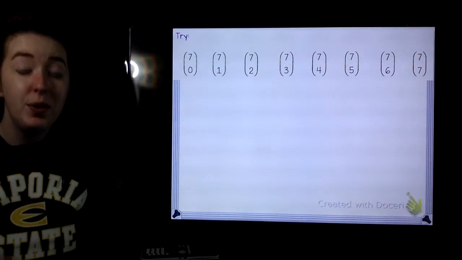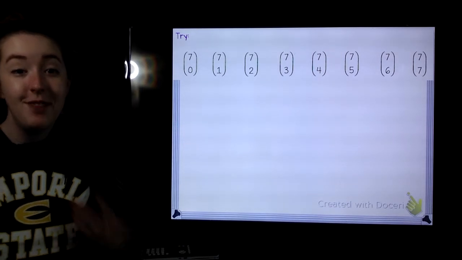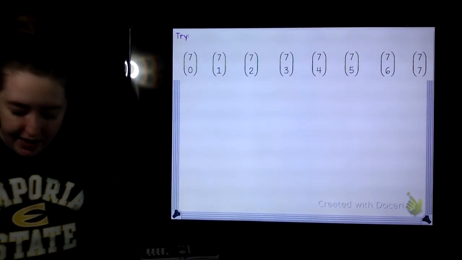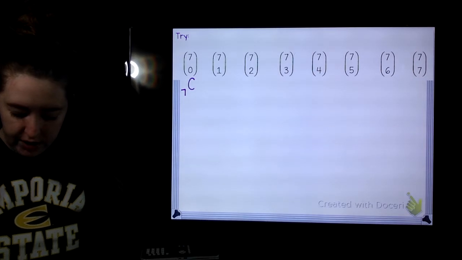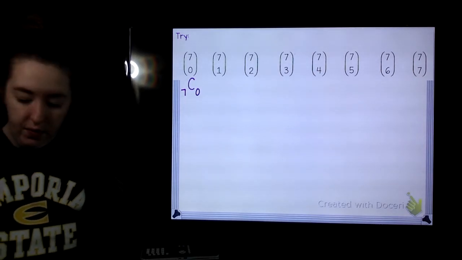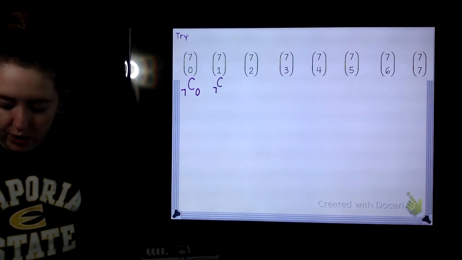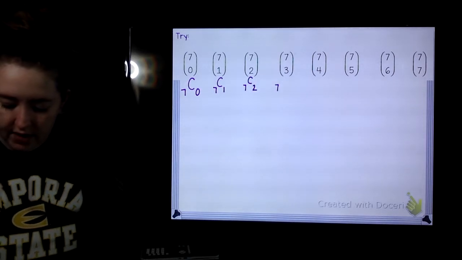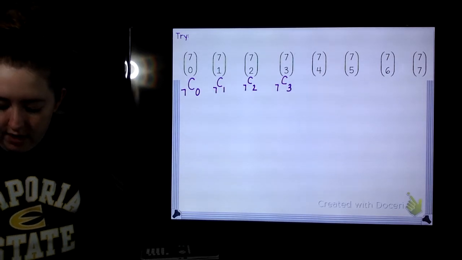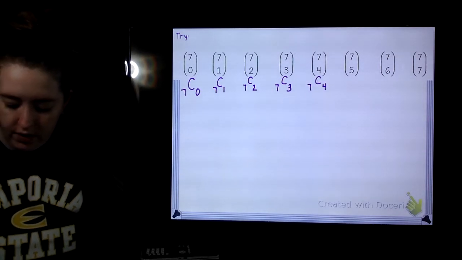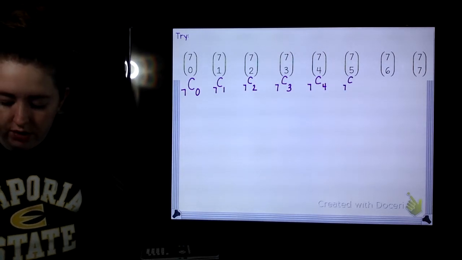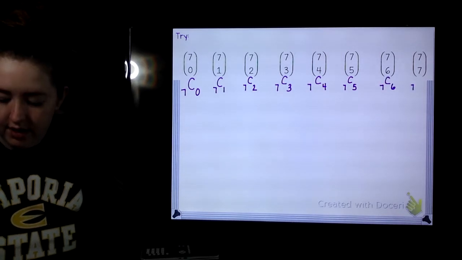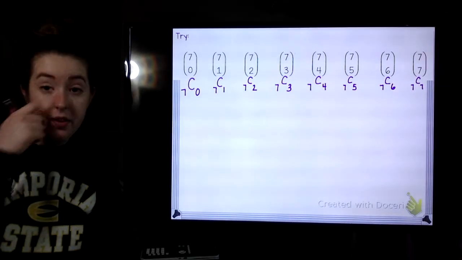So first of all, let's put these into our calculator and see where this is coming from. With a 7 on top and a 0 on the bottom, that's basically the same thing as 7 choose 0. 7 on the top, 1 on the bottom, that's 7 choose 1. 7 choose 2. 7 choose 3. 7 choose 4. 7 choose 5. 7 choose 6. 7 choose 7. Okay, cool.